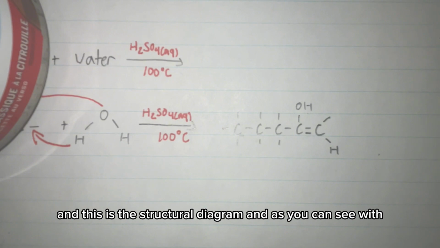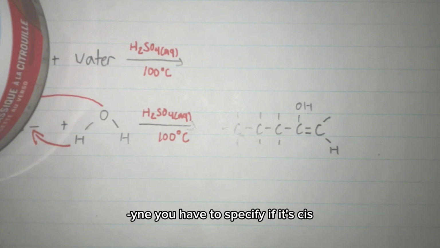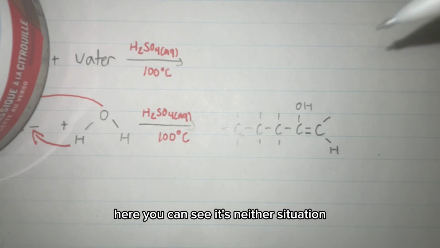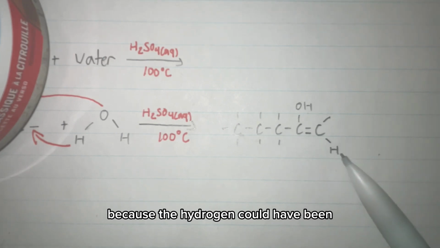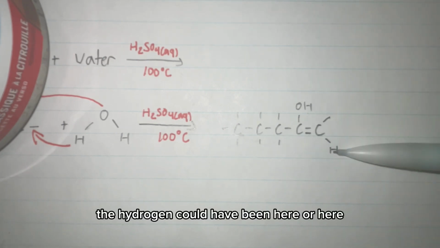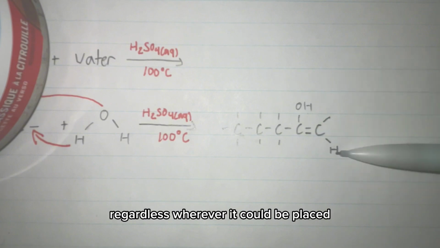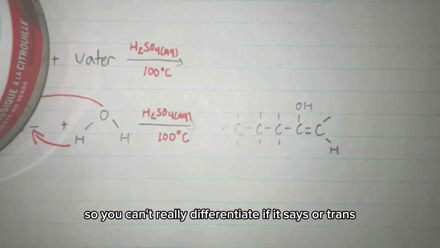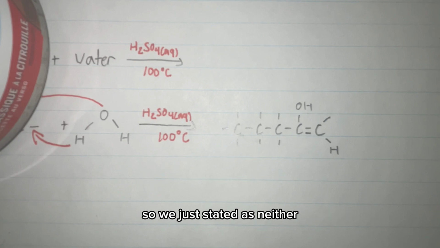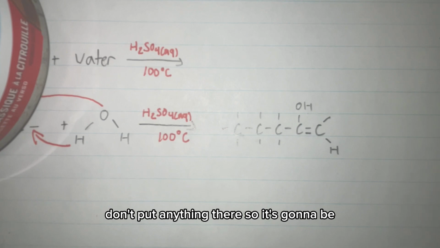And as you can see within, you have to specify if it's cis, trans, or neither. And of course here you can see it's a neither situation, because the hydrogen could have been here or here, regardless wherever it could be placed. So you can't really differentiate if it's cis or trans. So we just state it as neither and don't put anything there.